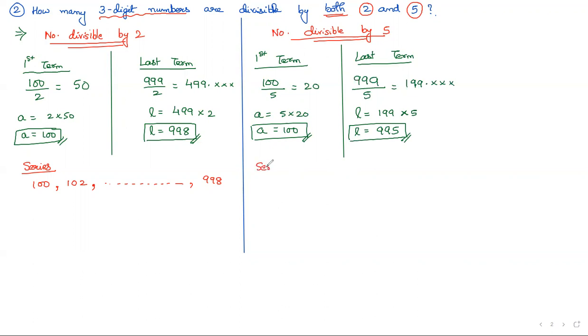So the series in this will be nothing but, you have your series. The first number is 100. The second number will be 105 because it's a multiple of 5. It goes on all the way to the last number, which is 995. Okay.